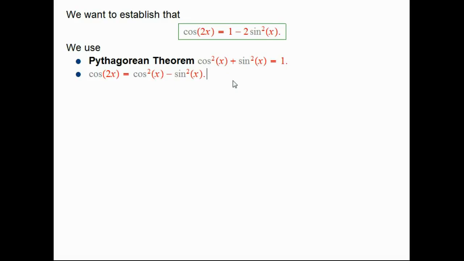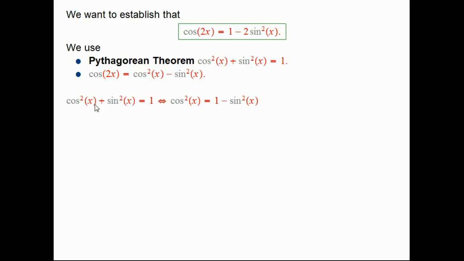Okay, let's get started. First, we know that the following must hold true. Since cosine square of x plus sine square of x is equal to 1, then we know that cosine square of x must be equal to 1 minus sine square of x. In fact, those two statements are equivalent to each other. Why? Because you can go from here to here and from here to there.